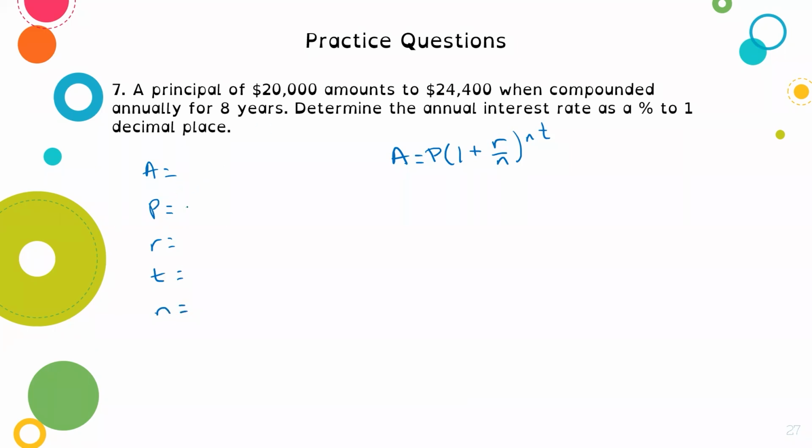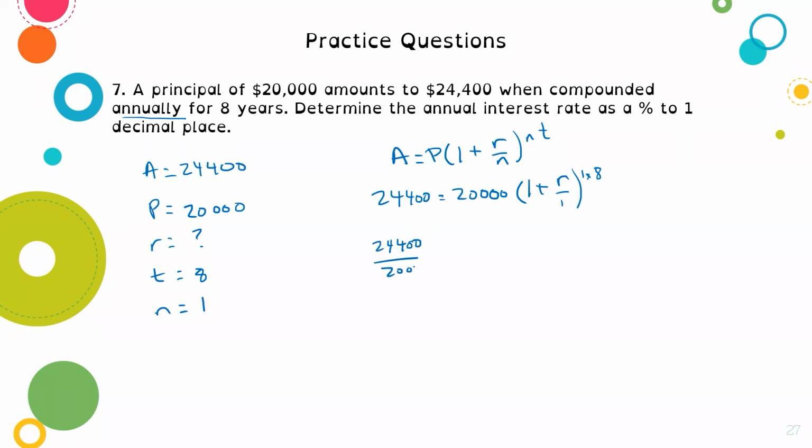So our principal is $20,000. Our final amount is $24,400. We're compounding annually, so we're compounding once as our N, for 8 years, and we're looking for the rate. So we have 24,400 for our A equals 20,000 for our P, (1 plus R divided by 1), all to the exponent 1 times 8.